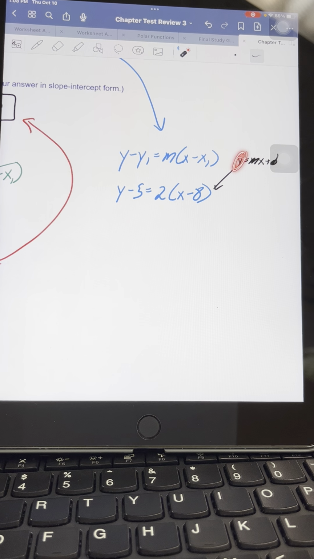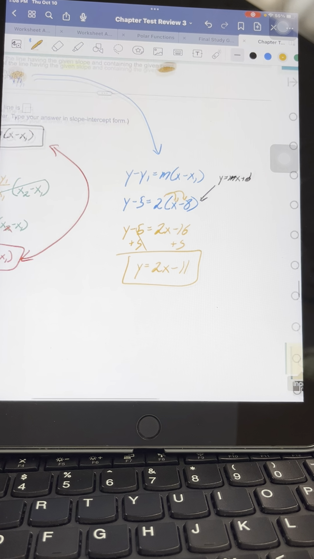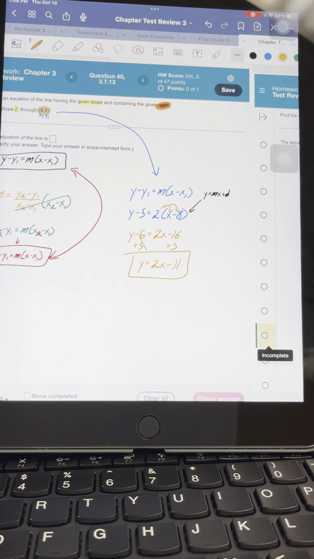So first thing we want to do is distribute. So y minus 5 equals 2x minus 16. Now we add the 5 here, add the 5 there. So our answer will be y equals 2x minus 11. And that's our final answer. y equals 2x minus 11. So you'll plot that in over here. Okay, and that's your final answer.